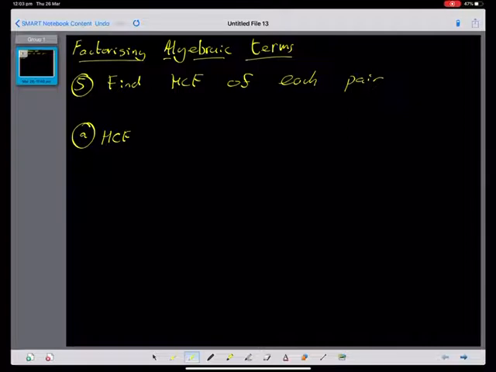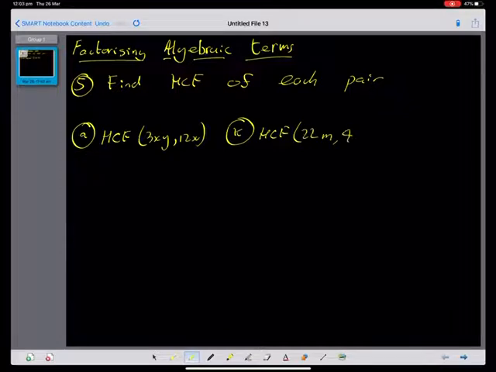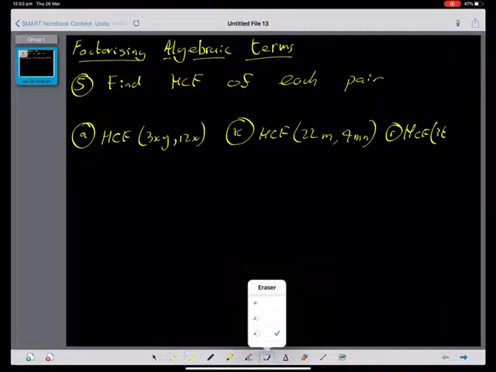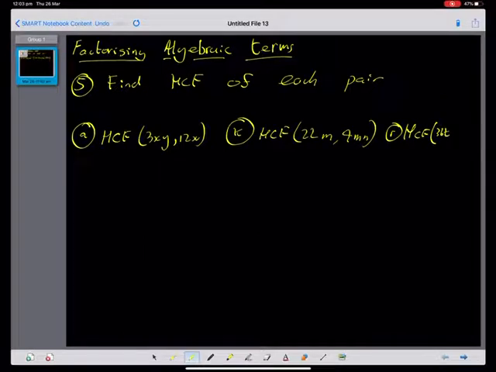Okay, so let's do a HCF of 3xy and 12x. Let's do k, HCF of 22m and 4mn. And let's do the final one, R. That's HCF of 36t and 12ty. Okay, so let's use that algorithm again.